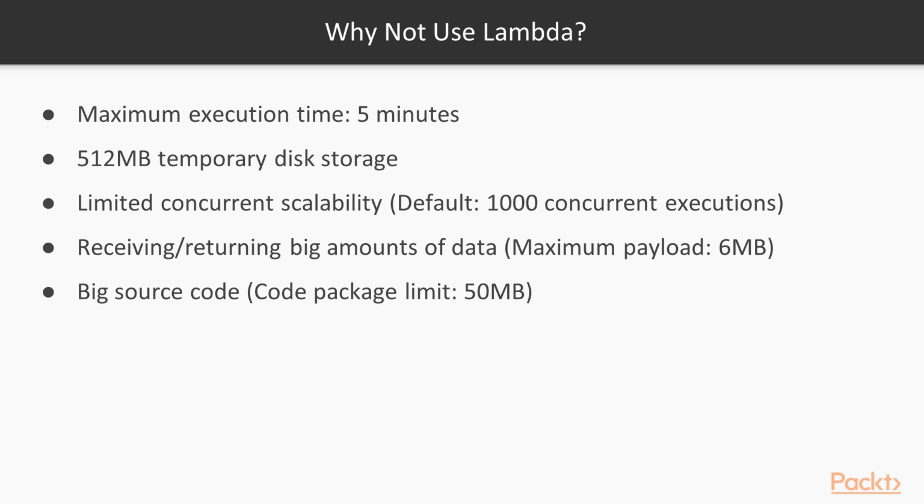If your source code is very large, especially if you're writing Java applications, you have to make sure that it will fit within the 50 megabytes of maximum code size. When uploading the code package into Lambda, the package cannot be more than 50 megabytes in size. This is usually not a problem for small applications written in Node or Python, but can become problematic with big Java applications.